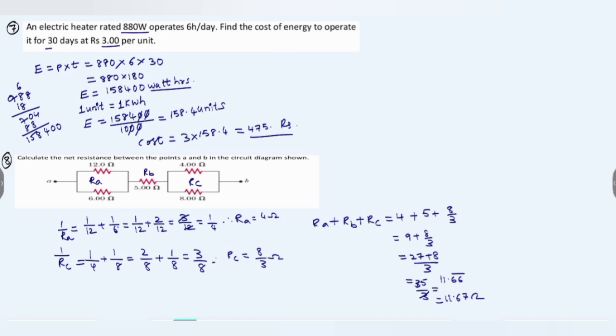Hope you understood this one also. This is about some important concepts, problems, and formulae in electricity. Hope it helps you to write your exam better. Thank you.